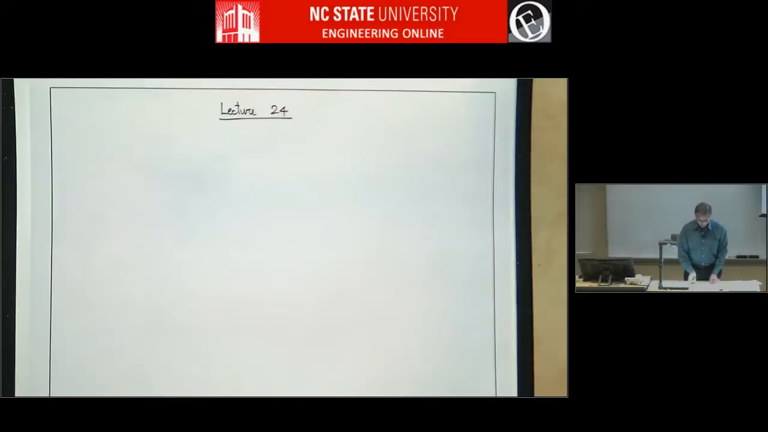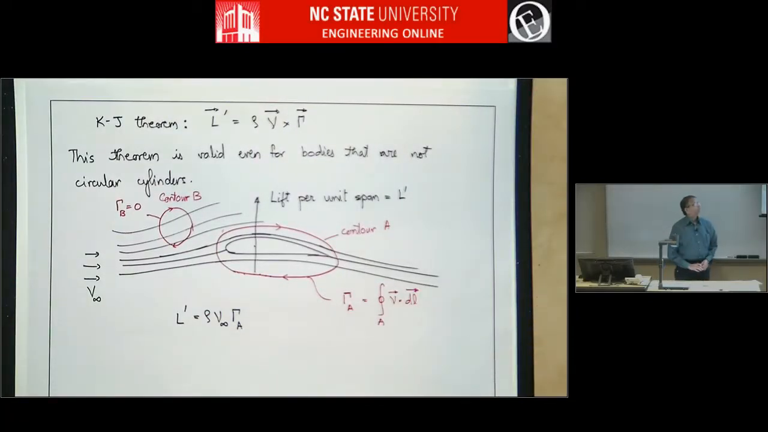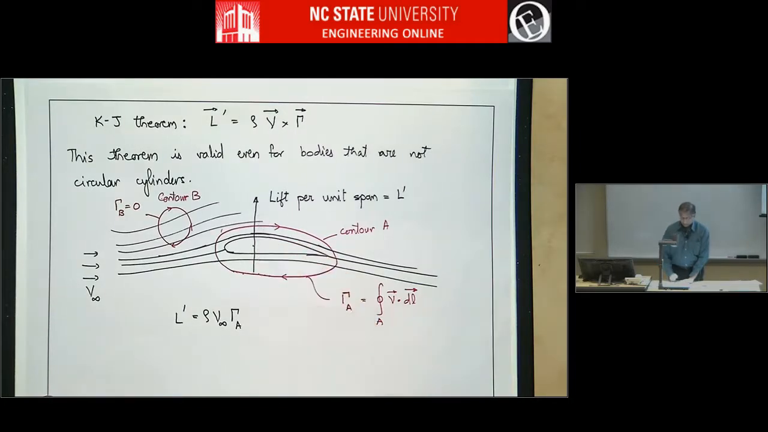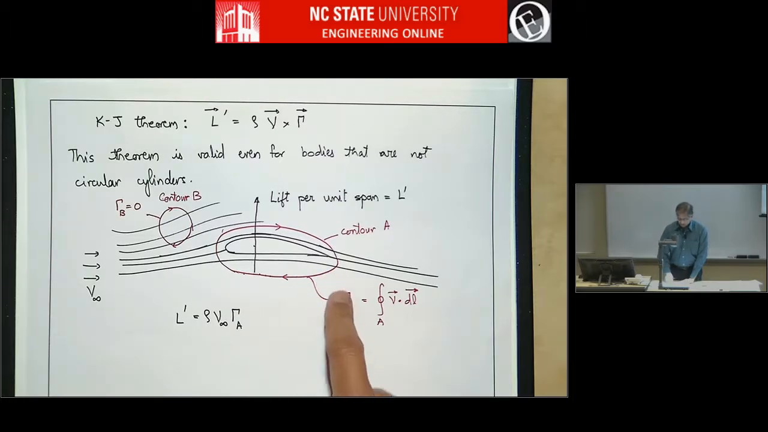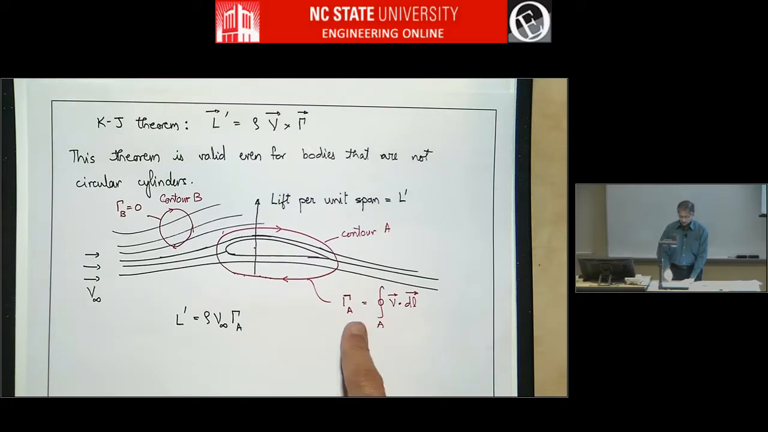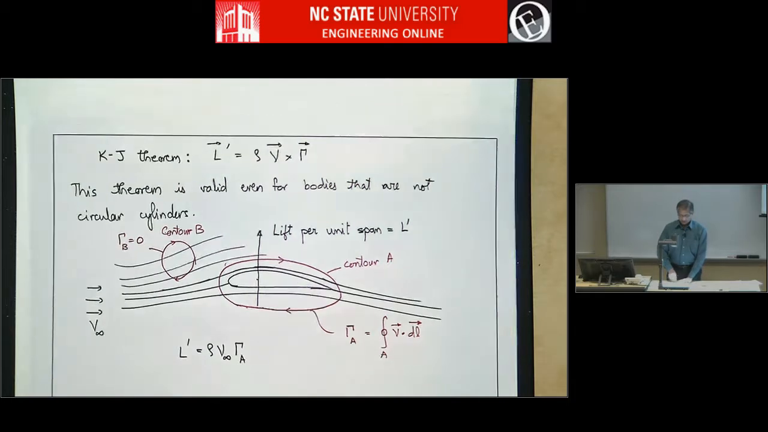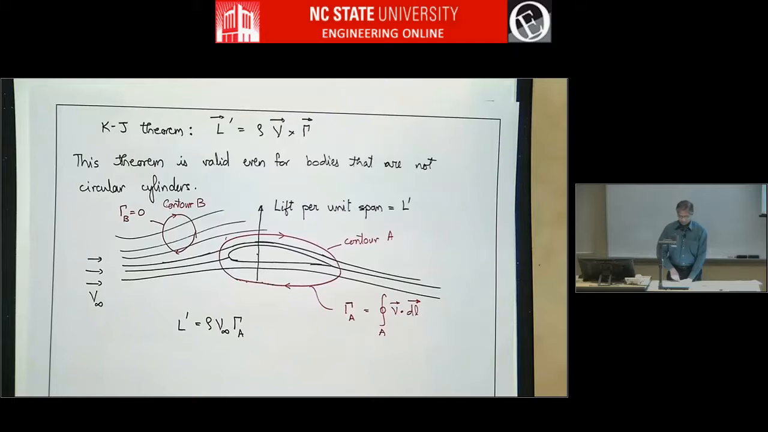And then we talked about the Kutta-Joukowski theorem and how this is valid even for bodies that are not circular cylinders. So for example, if you have an airfoil that's producing lift in a moving fluid, you can take the integral of V dot dl for a contour A, and that will give you a circulation, and that circulation will relate to the lift that the airfoil is generating using the Kutta-Joukowski theorem. So that's valid even for bodies like this.